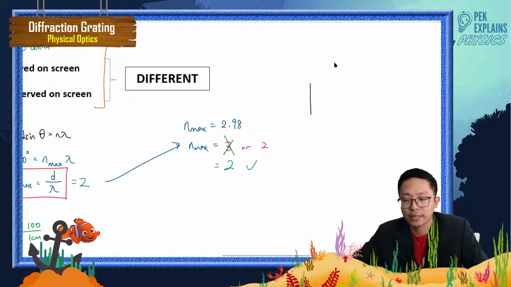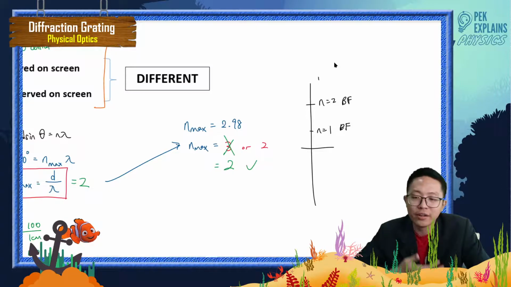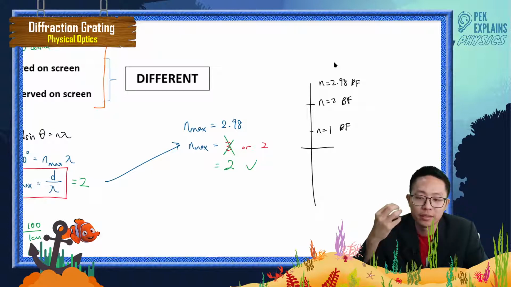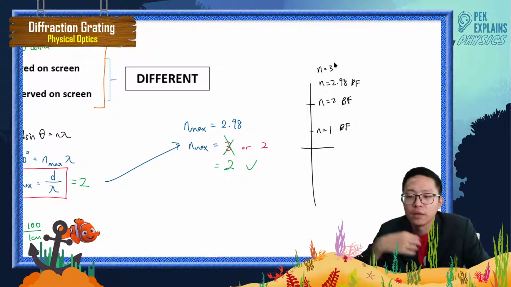Because the screen, let's say, you see the screen. Let's say you got n equal to 1 bright fringe. You can see n equal to 1 bright, n equal to 2 bright fringe. And then it didn't reach n equal to 3. N equal to 3, it just reached the maximum 2.98. But 2.98 is not the bright fringe yet. I mean, it doesn't reach n equal to 3 yet.